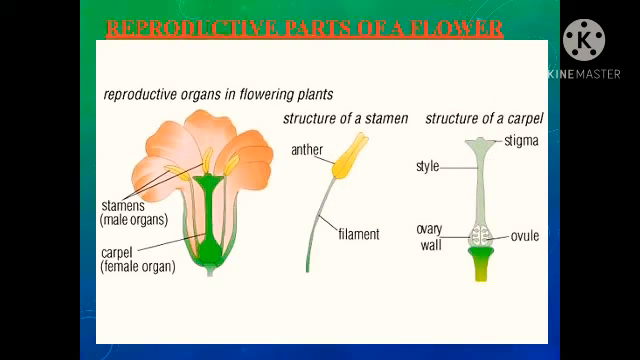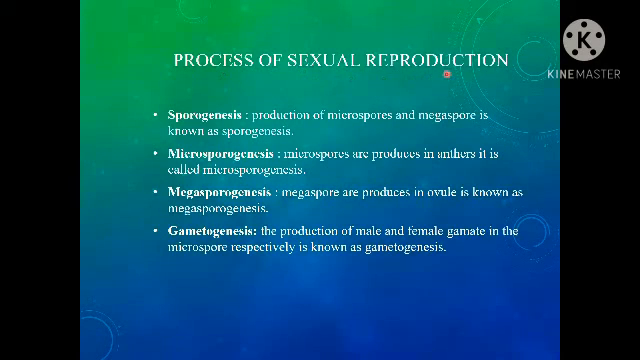Coming to the process of sexual reproduction. Sporogenesis: the production of microspores and megaspores is known as sporogenesis. Coming to microsporogenesis, microspores are produced in the anthers. It is called microsporogenesis. In megasporogenesis, the megaspores are produced in the ovule, and the process is known as megasporogenesis.